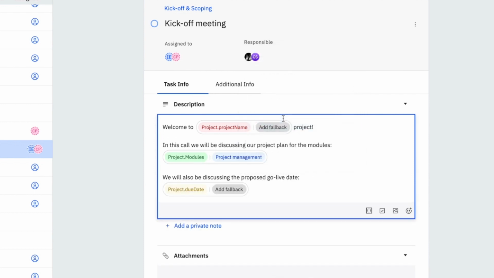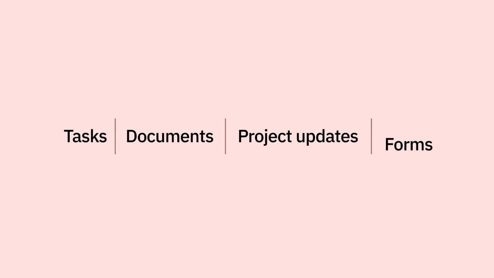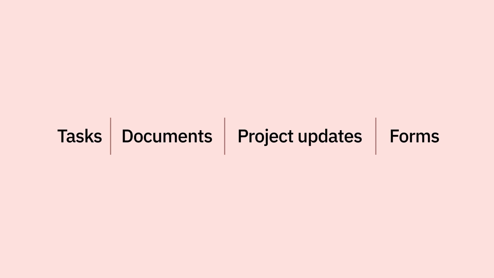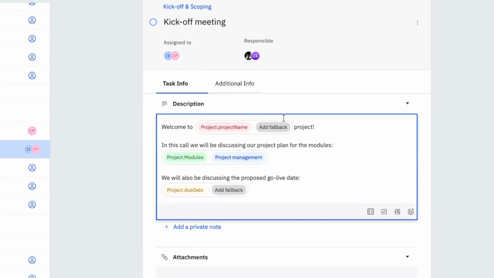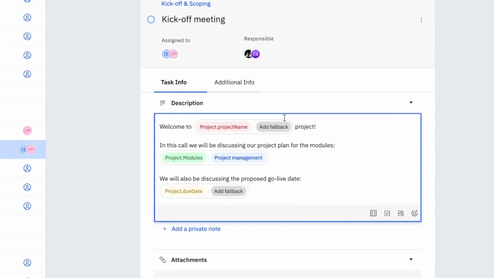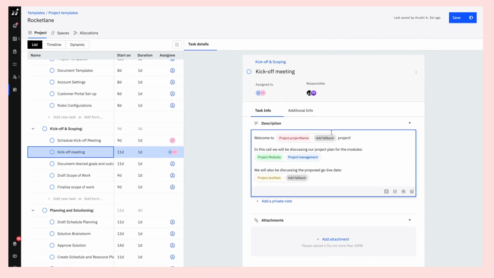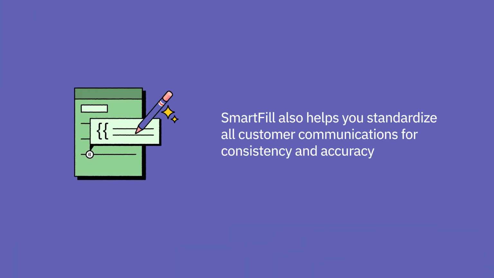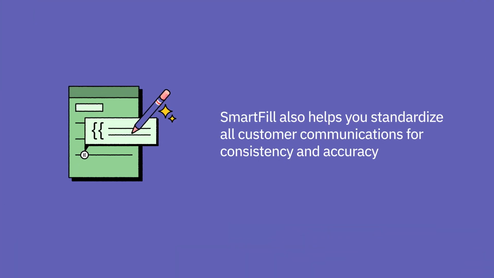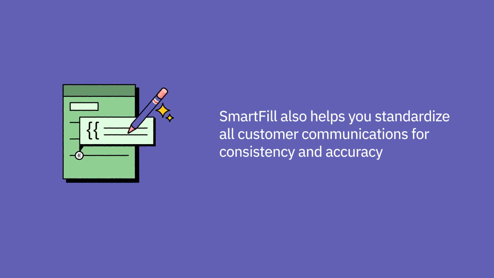Whenever you create a project using this template, all the tasks, documents, project updates, and forms will be created with the right content as per the information available on your project fields. It helps you automate the process of filling important project information. SmartFill also helps you standardize all customer communications for consistency and accuracy.